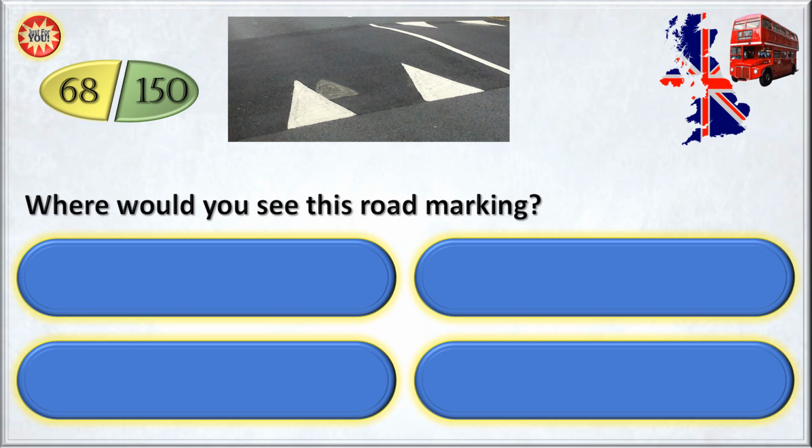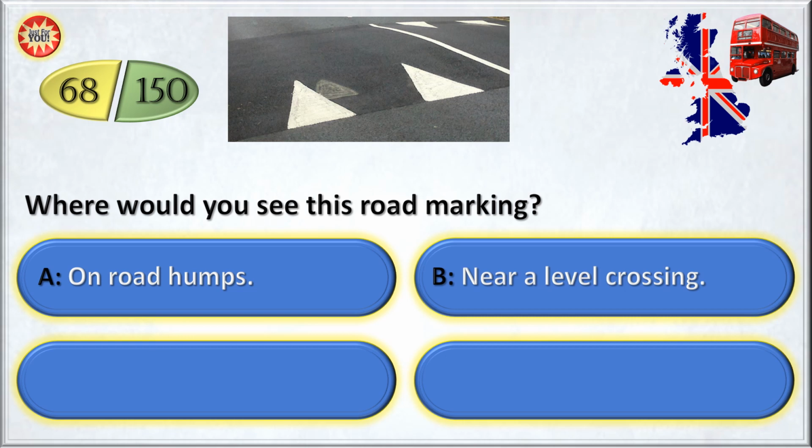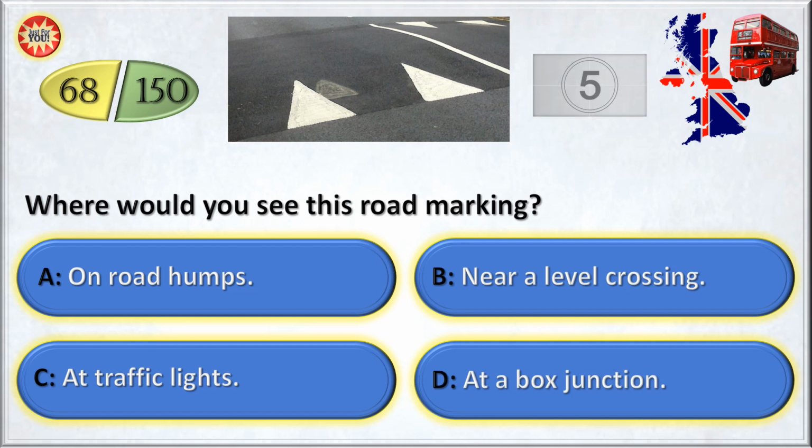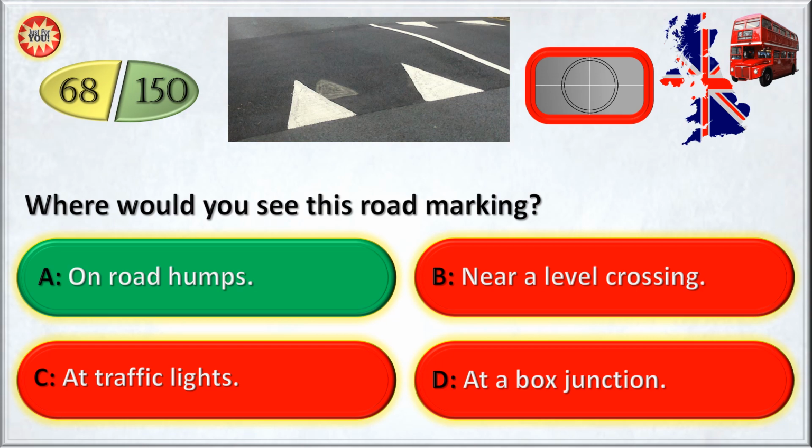Where would you see this road marking? On road humps. Near a level crossing. At traffic lights. At a box junction. On road humps.